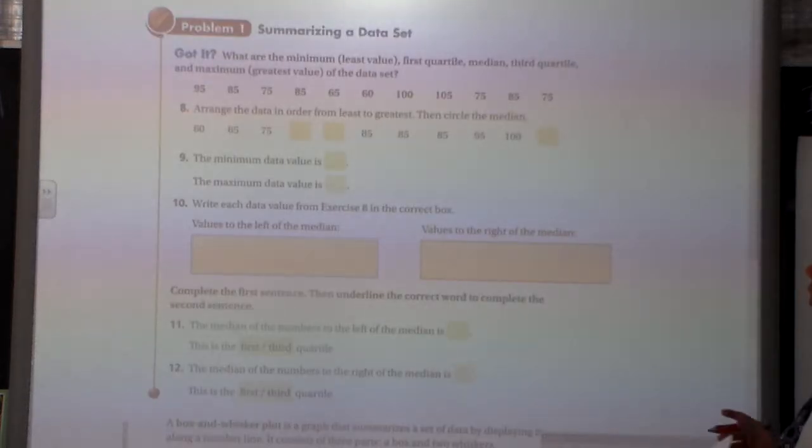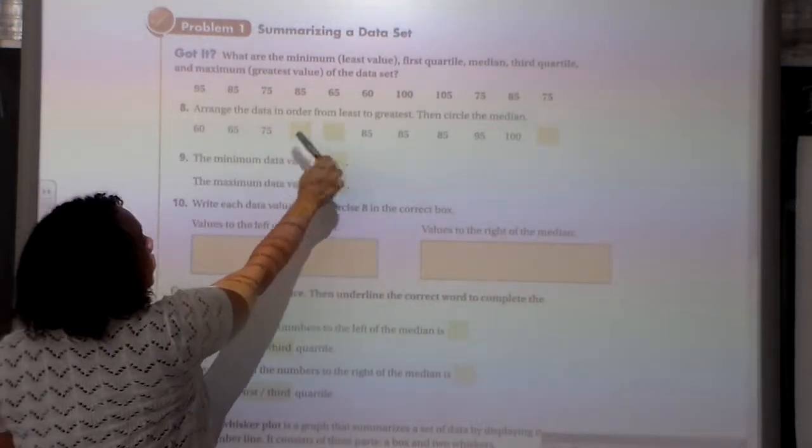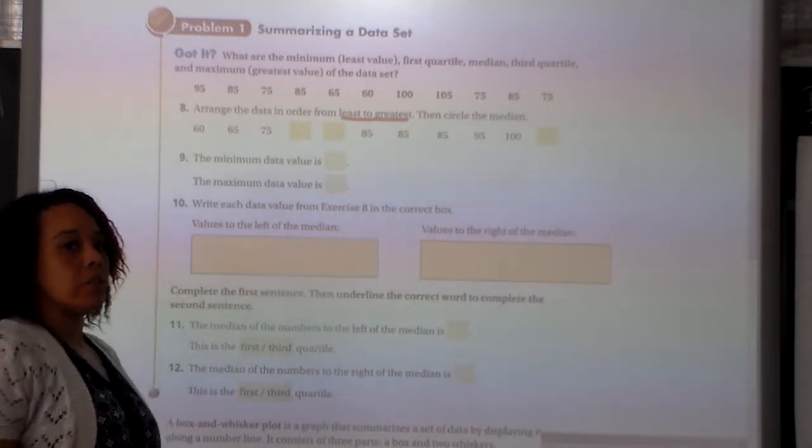Here it says what are the minimum, or least value, the first quartile, the median, the third quartile, and the maximum, or greatest value, of the data set. So here they want us to put everything in order. The first thing we want to do is take this entire data set that we have been given and arrange it in order from least to greatest. Then we can go ahead and circle the median.